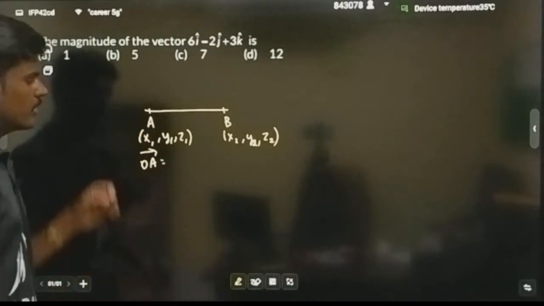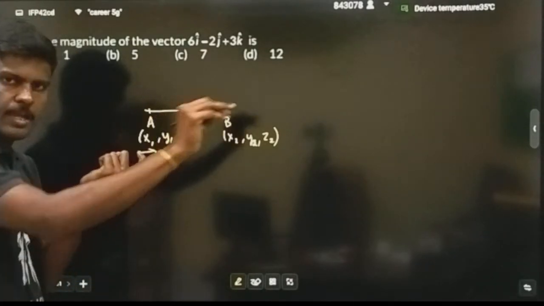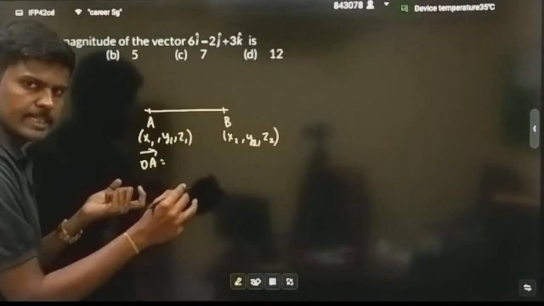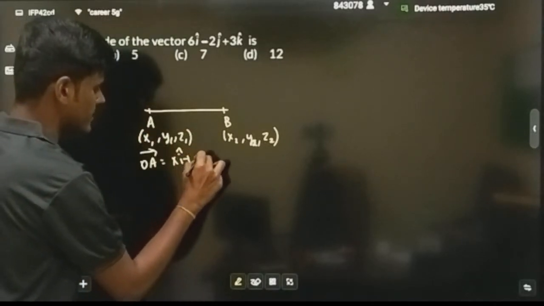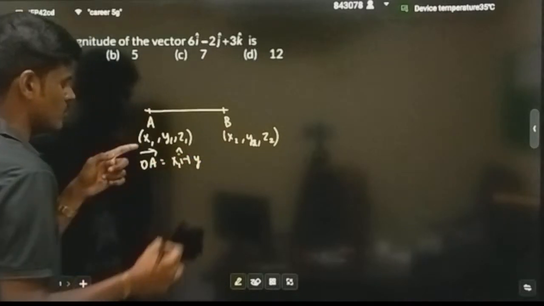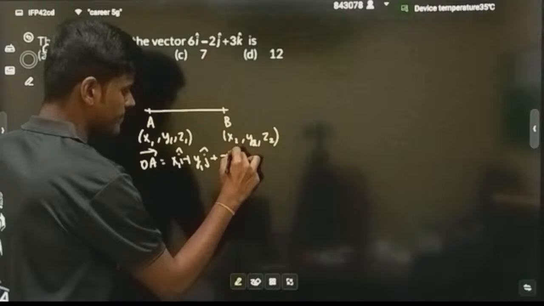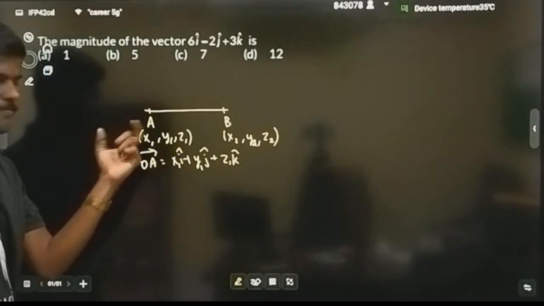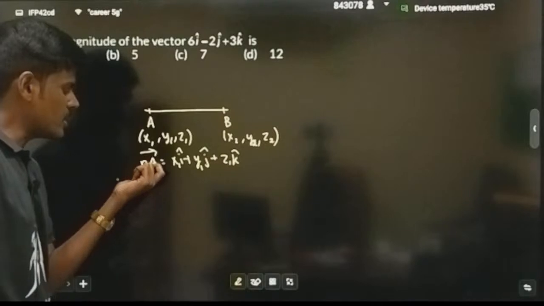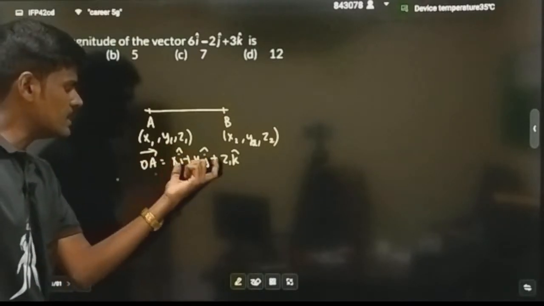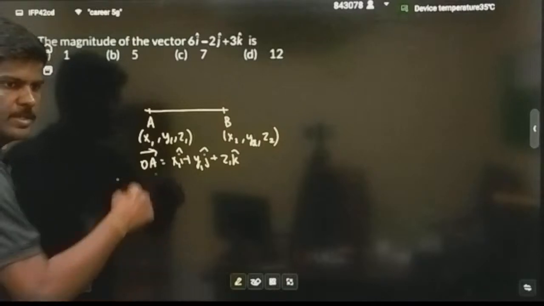So this point is nothing but the OA vector. The x value gives the x component, that is the distance x in the x-axis direction, which is i cap. So this will be x1 into i cap, y1 into j cap, plus z1 into k cap. This is the meaning of it. Point A with coordinates x1, y1, z1 means the position vector of A with respect to origin, that is x1 i cap plus y1 j cap plus z1 k cap.